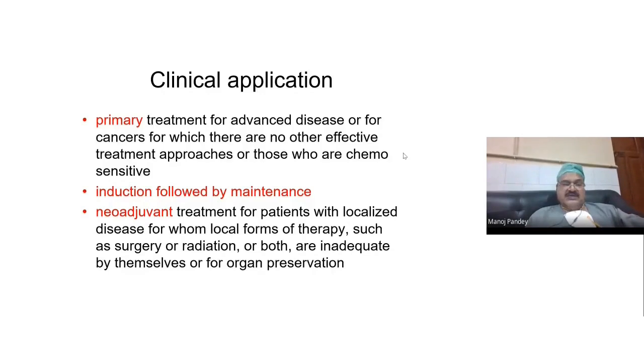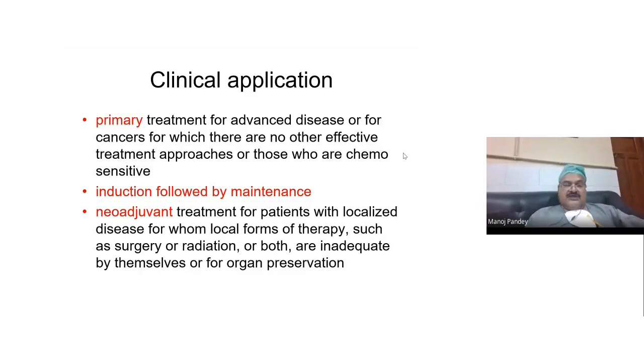Chemotherapy is used as induction followed by maintenance. This is done for most of the hematological malignancies. You give a higher dose of drugs, and once the cancer comes under control, you put the patient on a maintenance dose of chemotherapy. Another use which has become very popular nowadays is called neoadjuvant. This is where the chemotherapy is given before any form of local therapy like surgery or radiation.